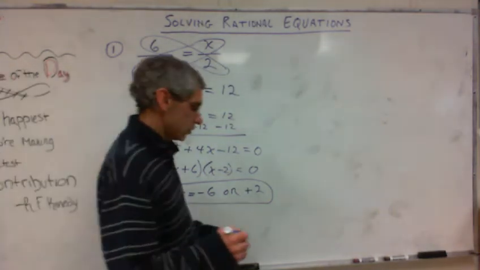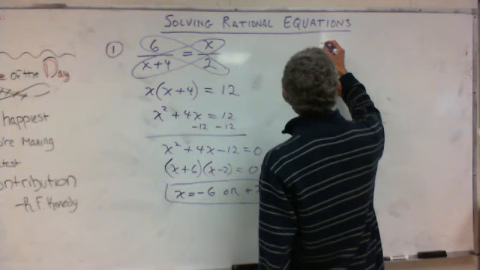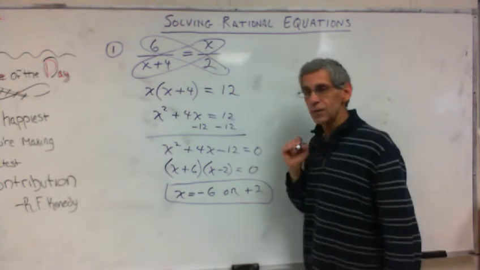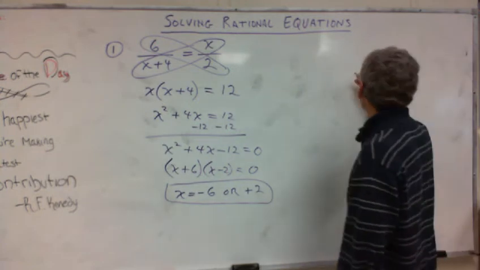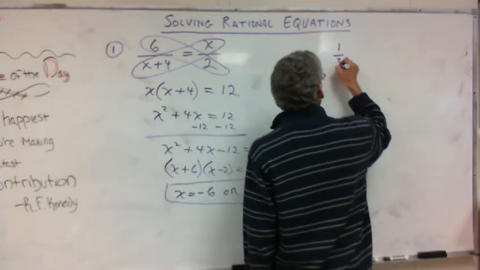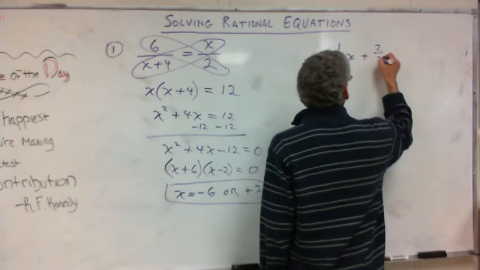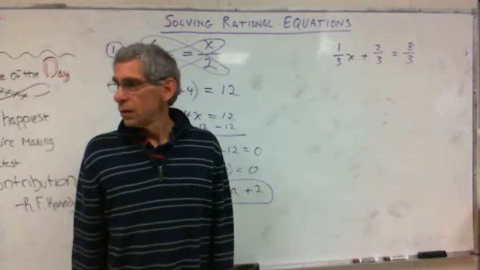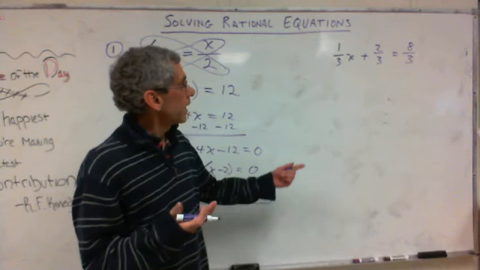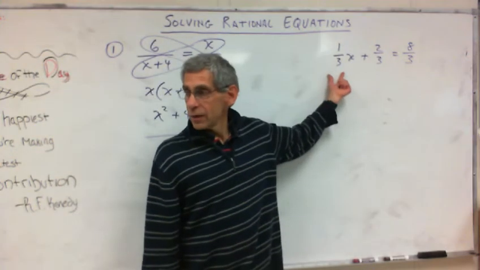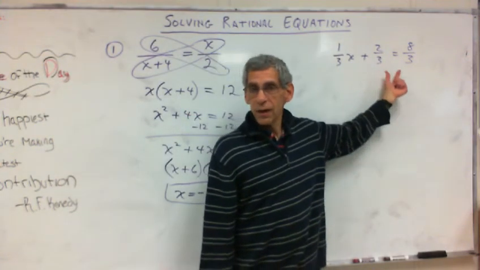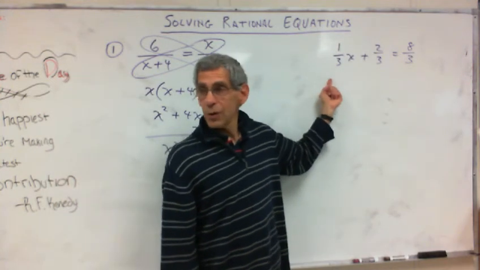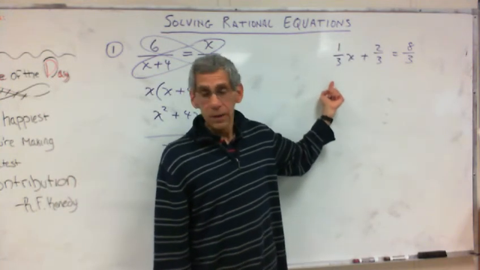All right, so I'm going to show my other trick here. This is just sort of a prelude into the next part of the lecture, okay? If I gave you an equation like this, 1/3 x plus 2/3 equals 8/3, multiply both sides by 3. Right, because you look at the denominator of each fraction, and it happens to be the same denominator in this case.